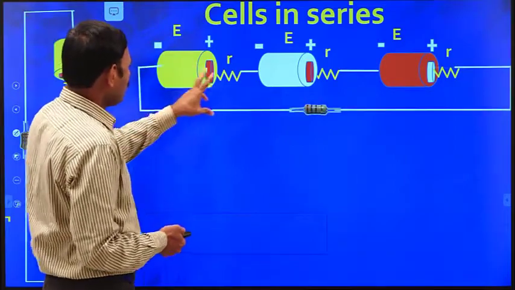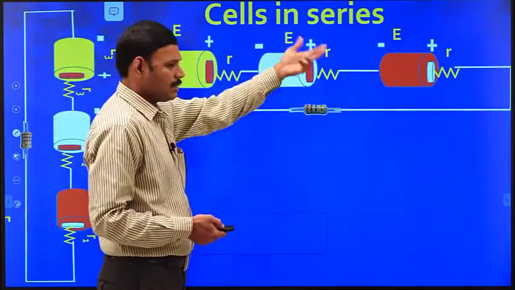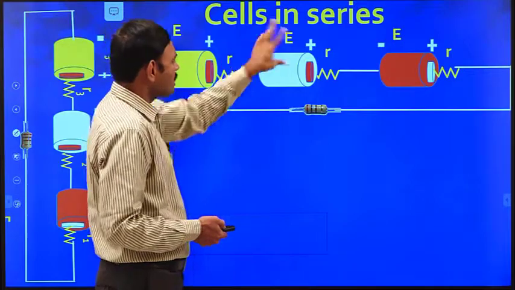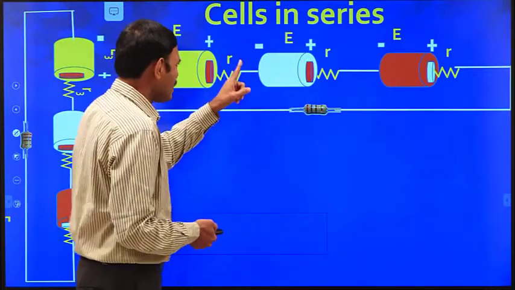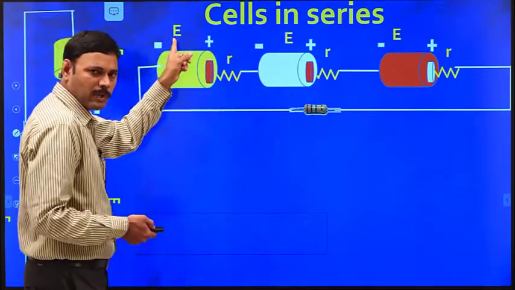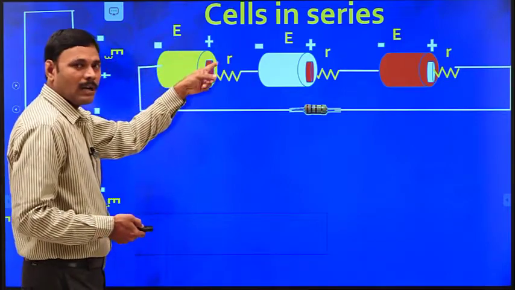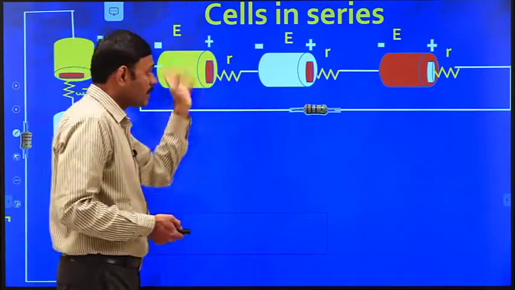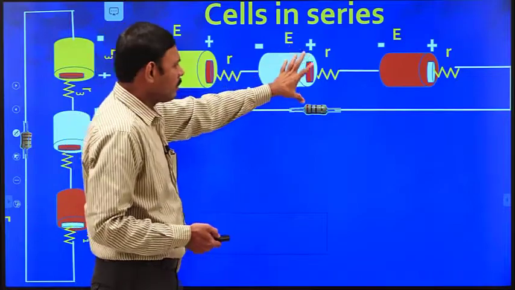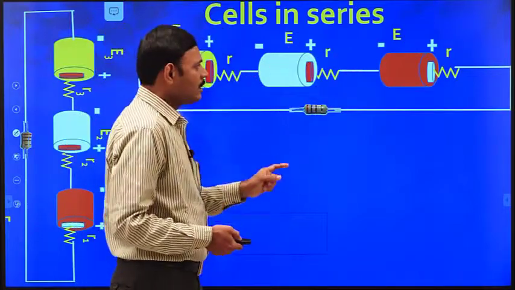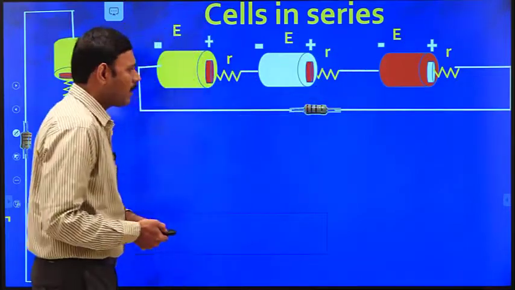Suppose we group them, n cells are connected and so on. Let us consider n such cells connected in series, all identical cells, each having EMF capital E and internal resistance small r. Take n identical cells, put them in series combination, as we know the series connection, and connect them to the external resistance capital R.